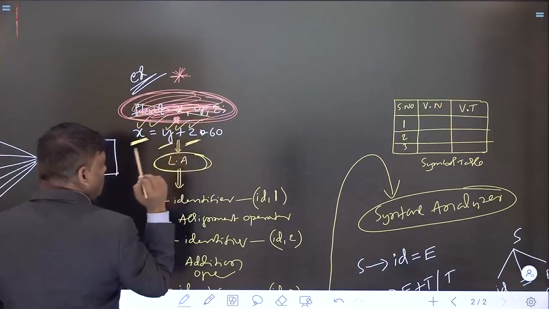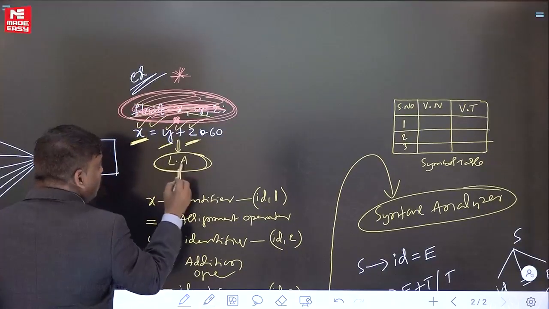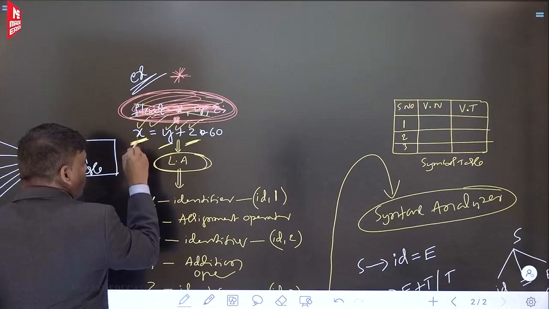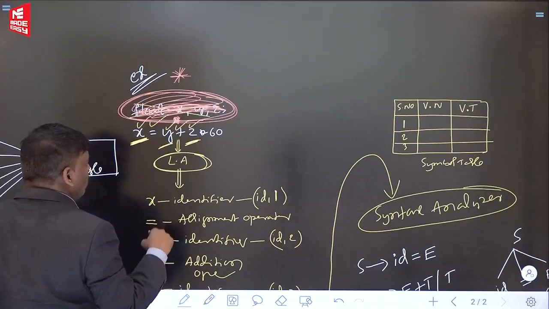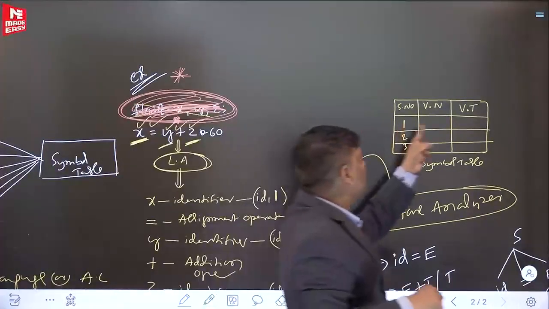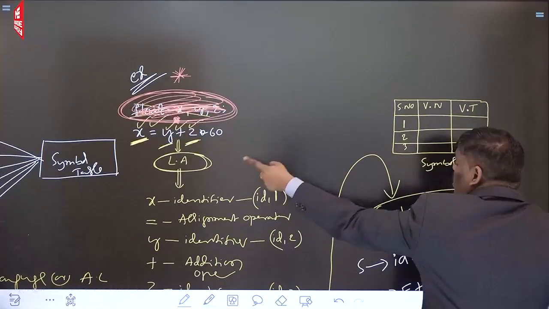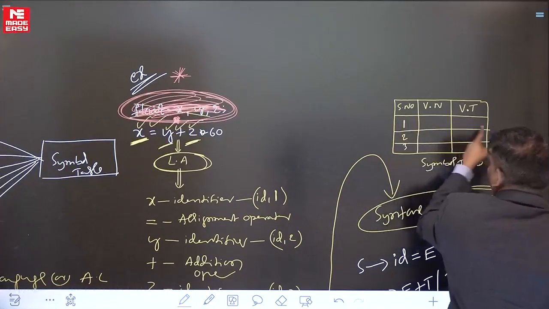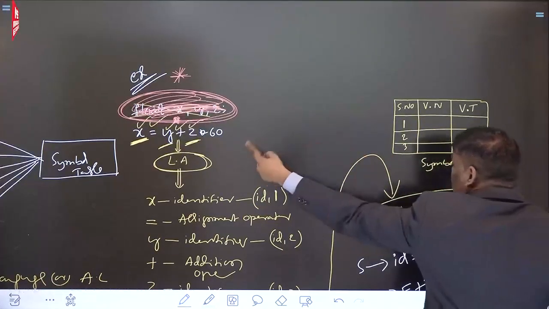This line came to the lexical analyzer. The lexical analyzer did some calculation. He got to know it is an identifier. If it is an identifier, it should be in the symbol table. He will go to the symbol table and check, because he has to give some token number. He verifies: X is the identifier.